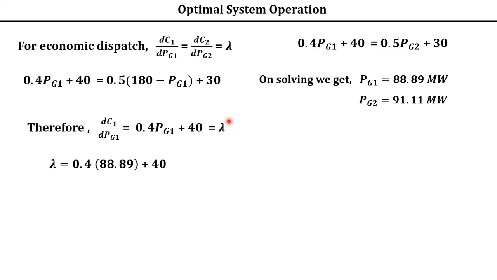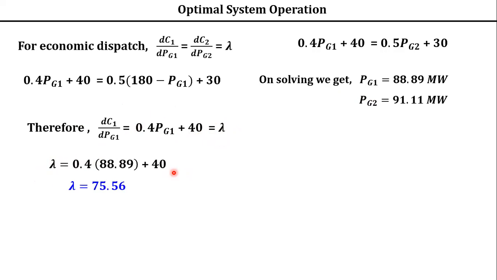Okay, fine. So here we are able to find the lambda value. What is lambda? The incremental fuel cost. Substitute the PG1 value you got, and you will get lambda equal to 75.56. This is the value given by Abhishek Sharma. So this is lambda. This is not the cost of generation; this is the incremental fuel cost.